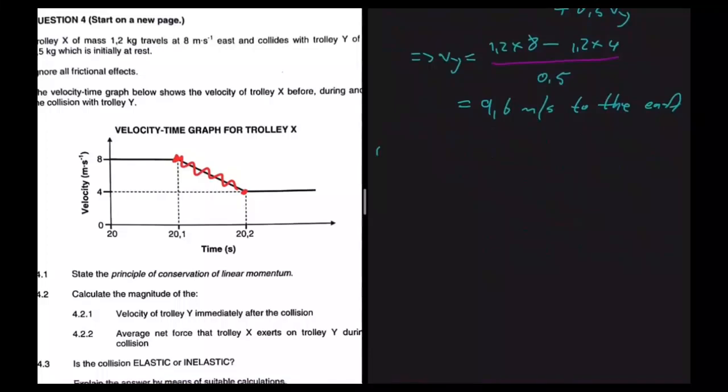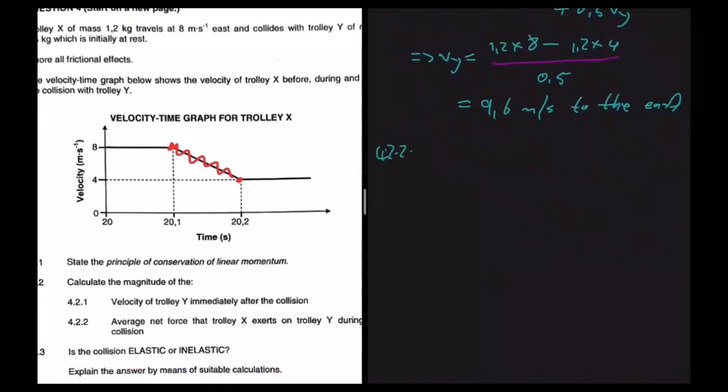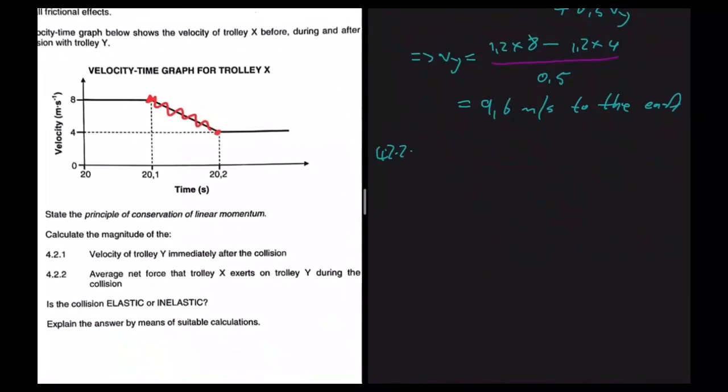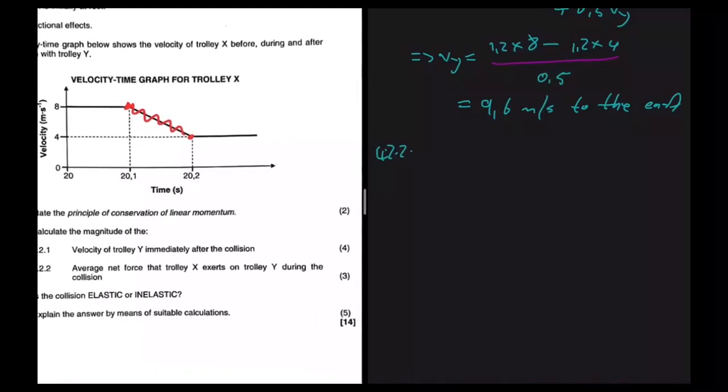And now let's do 4.2.2. So 4.2.2 is saying that let's find the average net force that trolley X exerts on trolley Y during the collision. We already know that after the collision, trolley Y is going to move to the east, right? So the direction of this net force should also be to the east, irrespective of the sign we're going to get in our calculation, because the sign is going to depend on which body you use. Are you using trolley X or are you using trolley Y? But that shouldn't have an effect on the magnitude, right?